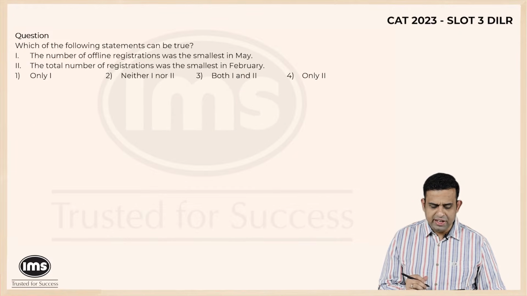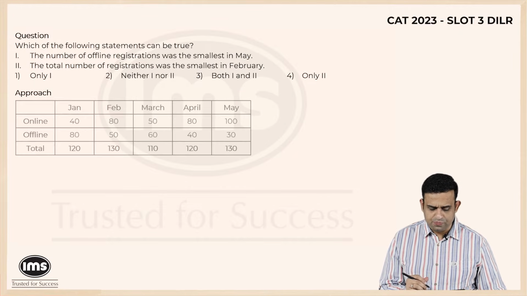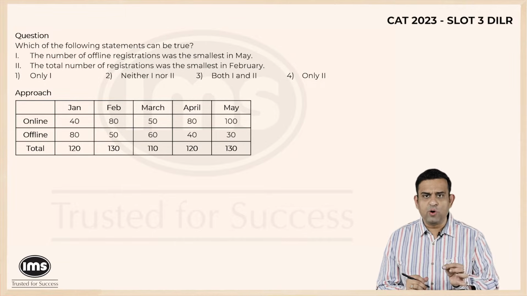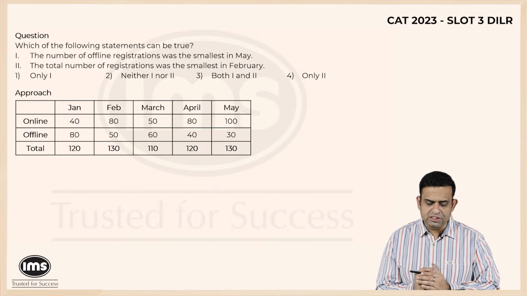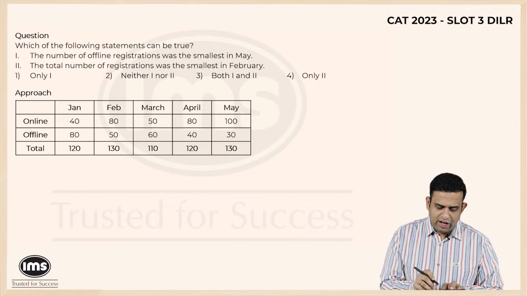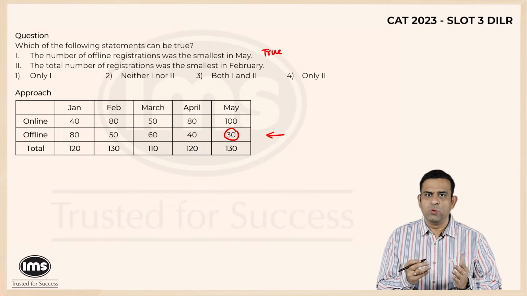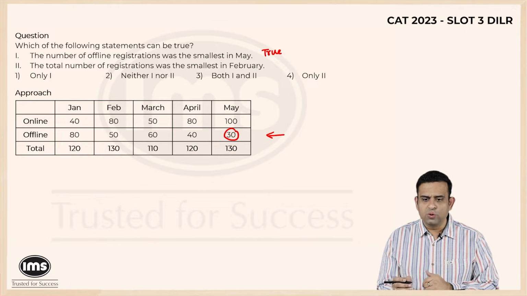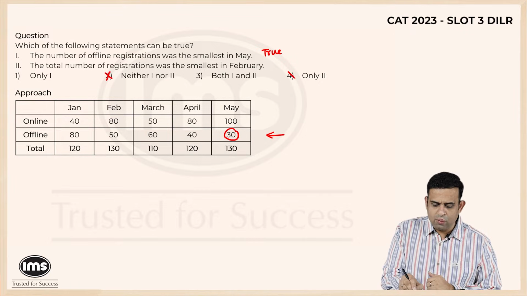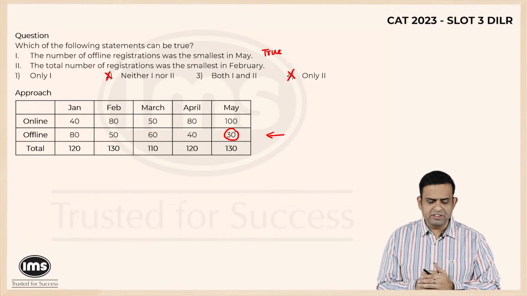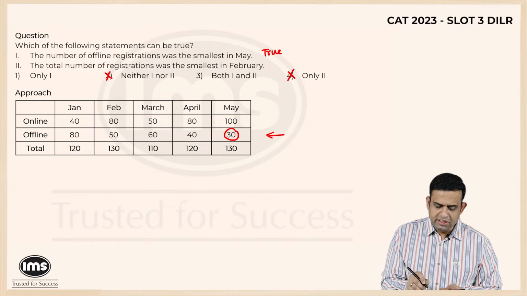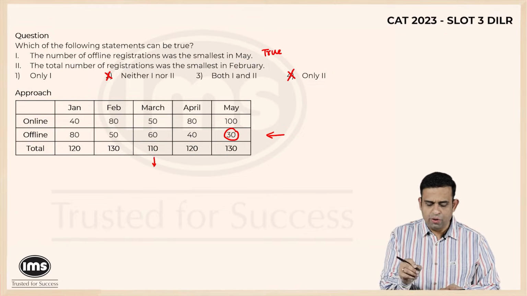In the next one, they are saying which of the following statements can be true. So if you look at this one, the number of offline registration was smallest in the month of May. So offline, smallest in the month of May, this is a true statement. So right now one can say if one is true, the answer can be only one or both 1 and 2. It cannot be option number 2 or option number 4. Second statement says total number of registration was the smallest in the month of February. As you can see, the smallest happens to be in the month of March. So this is not true over here.